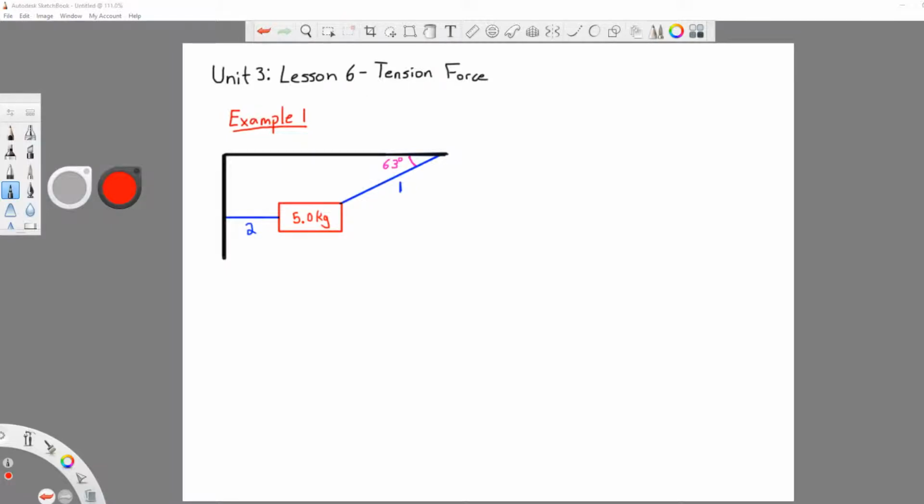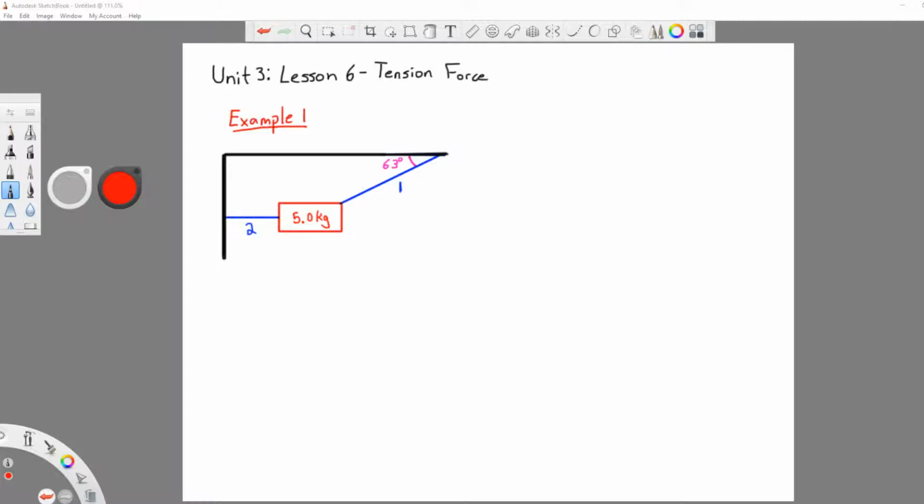Before we get going, a couple little notes on tension force. Tension forces are forces that only do pulling. Tension forces are never going to do any pushing. There's always going to be some sort of pull action going on.